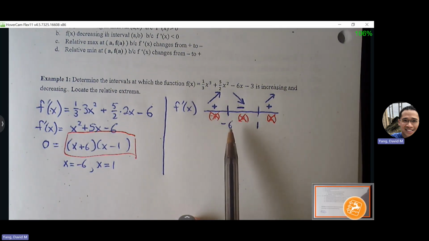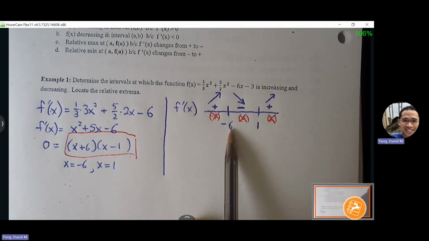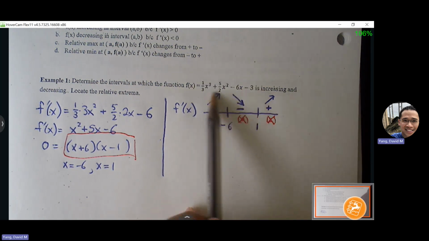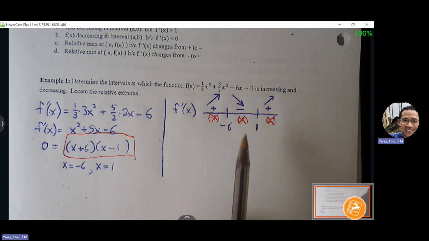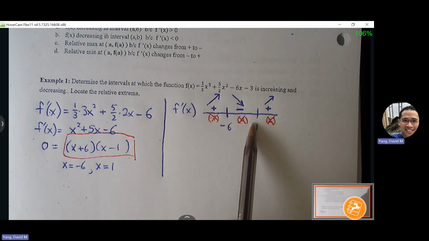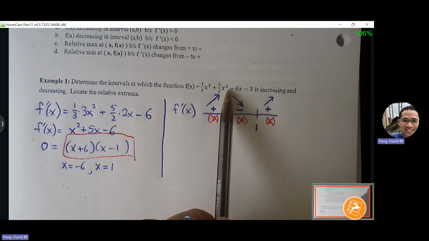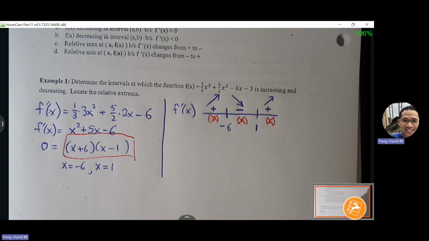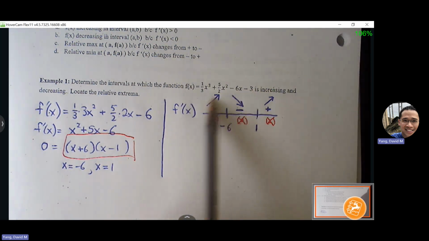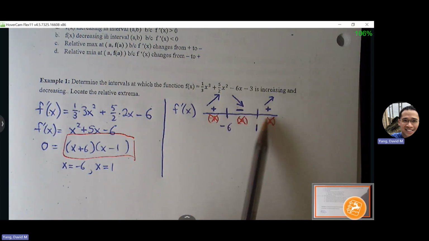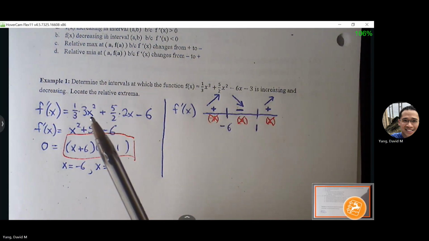Okay, so now what if I want to find the physical point of this relative max? Plug into the original, right? Okay, plug into the original. What if I want to find the relative minimum ordered pair at 1? Plug into the original as well. Sometimes the problem would ask you for just the x value. Sometimes they would ask you for the full ordered pair. So just know where to find that information, right? Anything that is location related comes from the original function. Anything that is slope related comes from the first derivative.